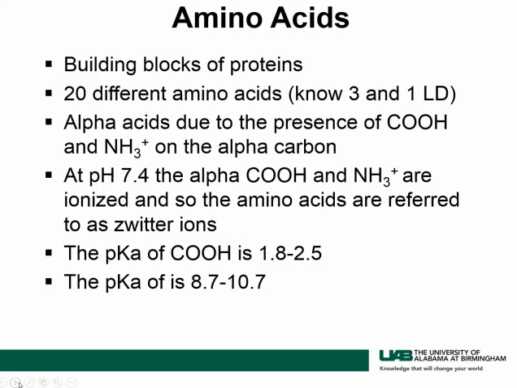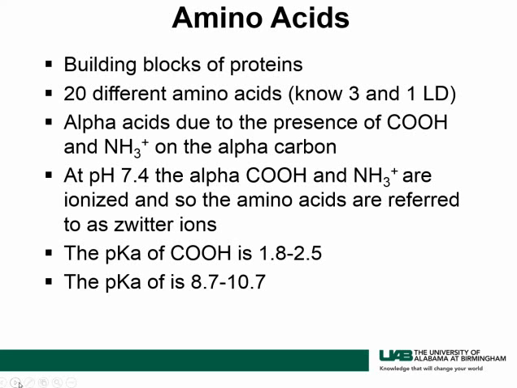All of the amino acids are alpha acids, and that's because of the presence of a carboxyl group and amino group on the alpha carbon. At pH 7.4, the alpha carboxyl group and the alpha amino group are all ionized. And so the amino acids are referred to as Zwitter ions, 2 charges.